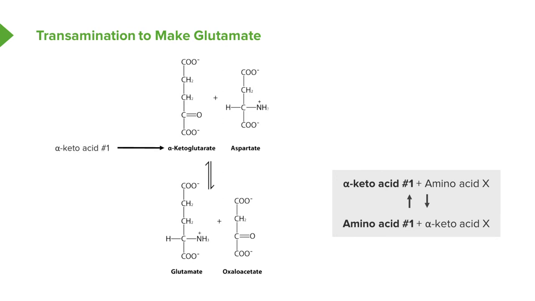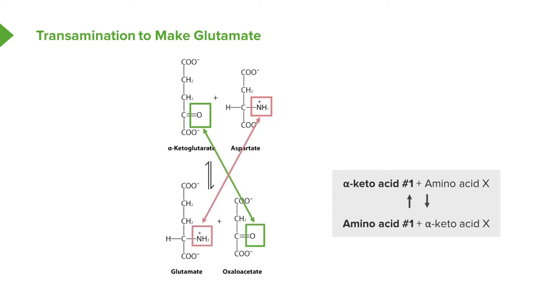The alpha keto acid number one is alpha ketoglutarate. The amino acid number two is glutamate. The amino acid number one, our starting amino acid or amino acid X, is aspartate. And our final alpha keto acid X is oxaloacetate. We can actually see very simply what's happening right here. We see the oxygen on alpha ketoglutarate, and we see the amine on aspartate. They're basically swapping. And here's the swap that they do. The oxygen goes from alpha ketoglutarate to oxaloacetate, and the amine goes from aspartate to make glutamate.